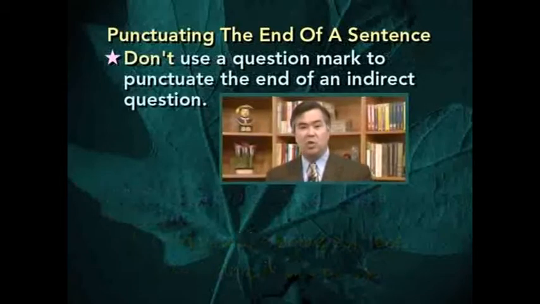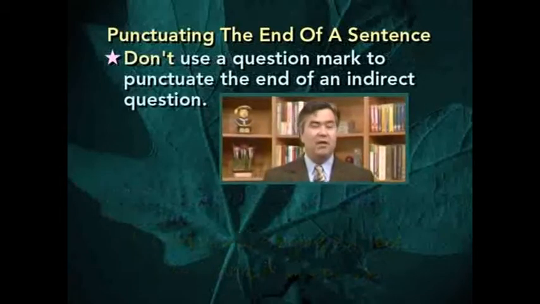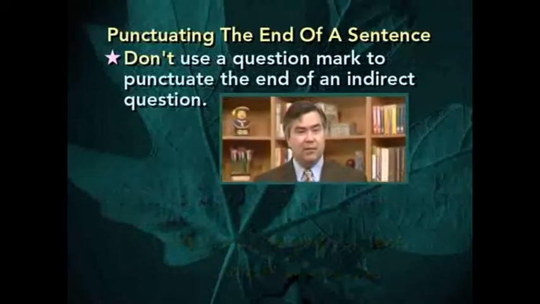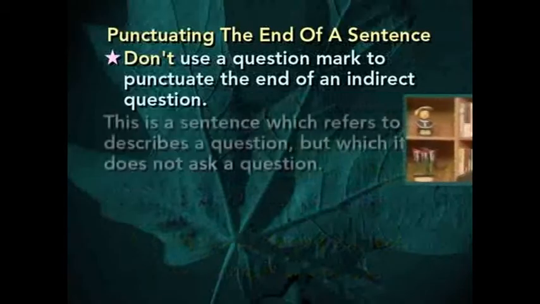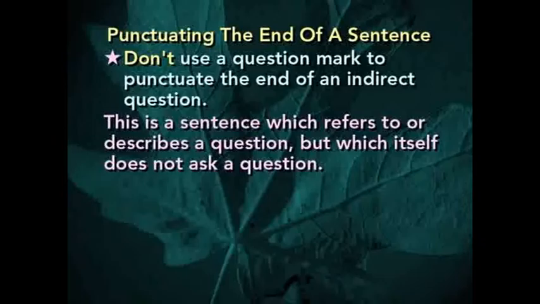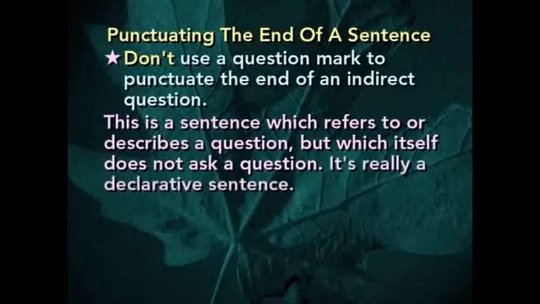Notice that you don't use a question mark to punctuate the end of an indirect question. What is an indirect question? This is a sentence which refers to or describes a question, but which itself does not ask a question. Therefore, an indirect question is really a declarative sentence, even though at first glance you might think that it is an interrogative sentence.